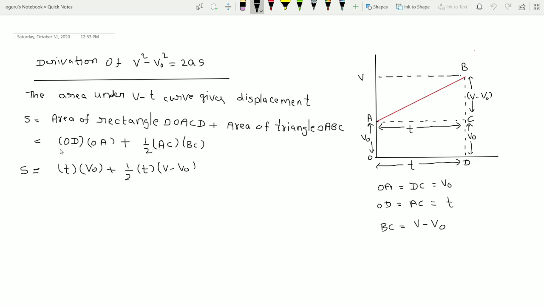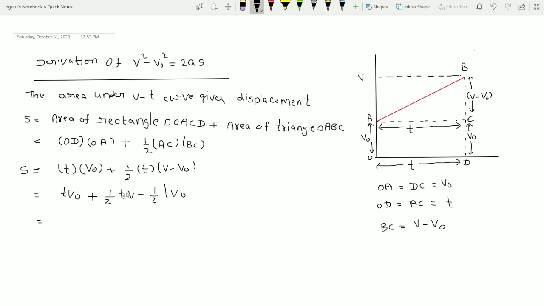Now let us substitute the values given from the figure. S is equal to OD, the value of OD is T, OA is V0, half into AC, which is T, BC is V minus V0. Now the displacement covered by the body S is equal to TV naught plus, let us multiply half into T for both the terms, V and V naught. We will get half into TV minus half into TV naught.